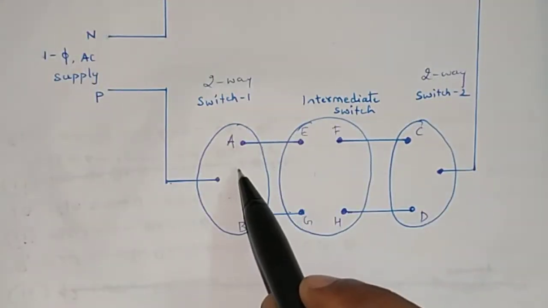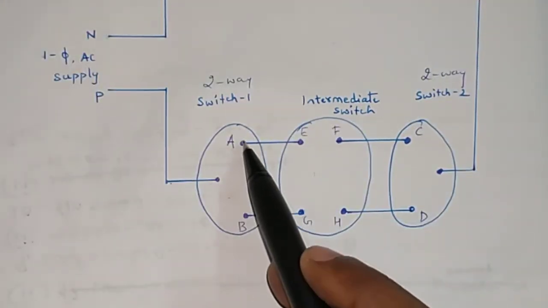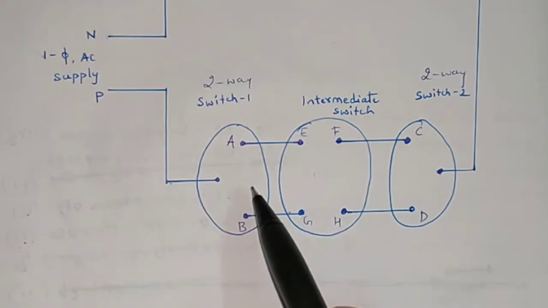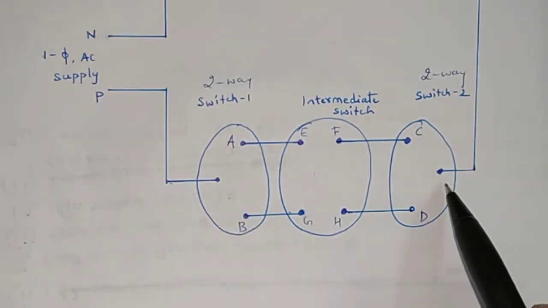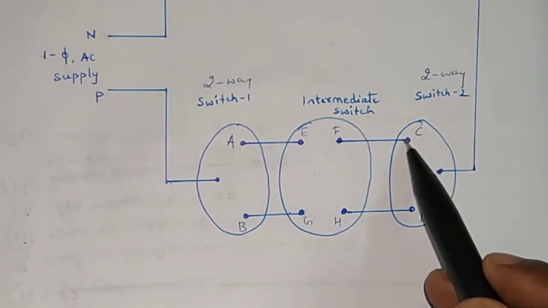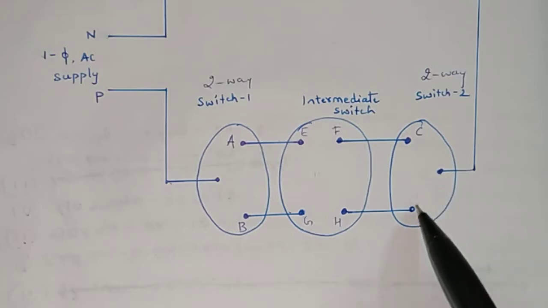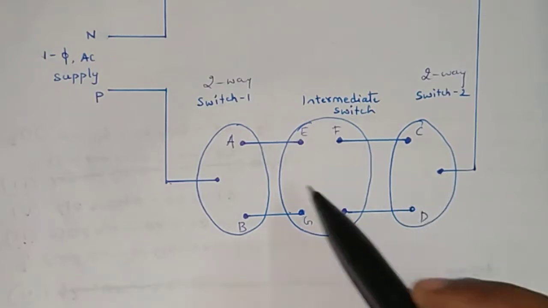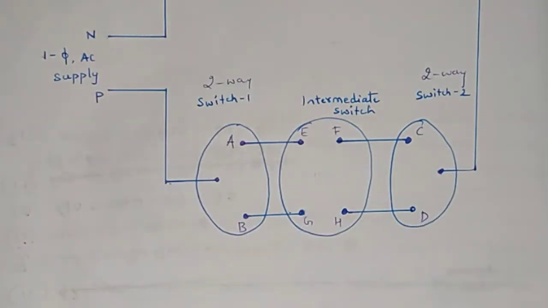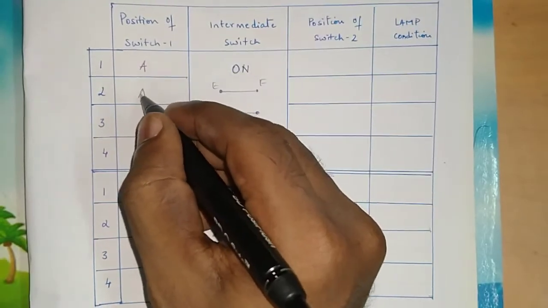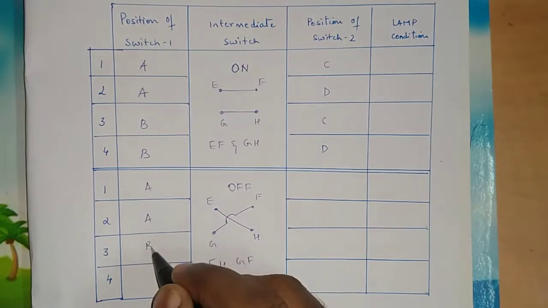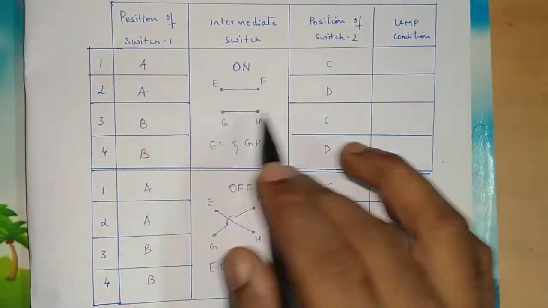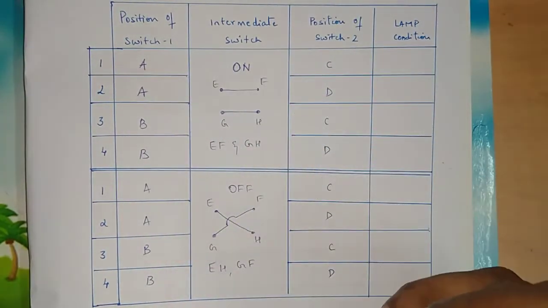When switch number 1 is in off condition, the middle terminal will be connected to A, and when the switch is in on condition, the middle terminal will be connected to B. In the same way, for switch number 2, when it is in off condition, the middle terminal will be connected to C, and when it is in on condition, it will be connected to D. So according to this combination, I am going to write down the combinations. You can write down the combinations in any way, but don't repeat the combinations.